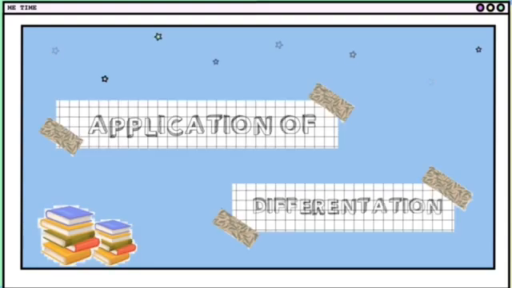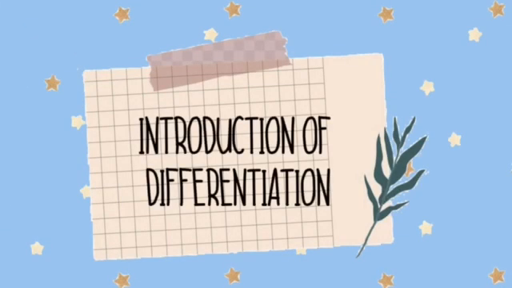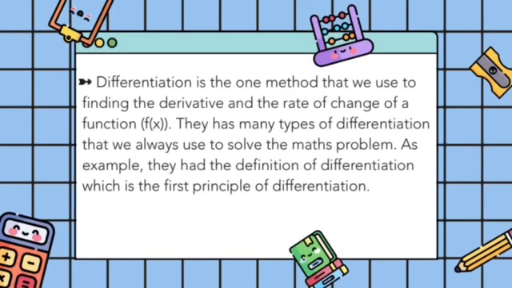Application of differentiation. Introduction of differentiation. Differentiation is one method that we use for finding the derivative and the rate of change of a function f(x). There are many types of differentiation that we always use to solve math problems.